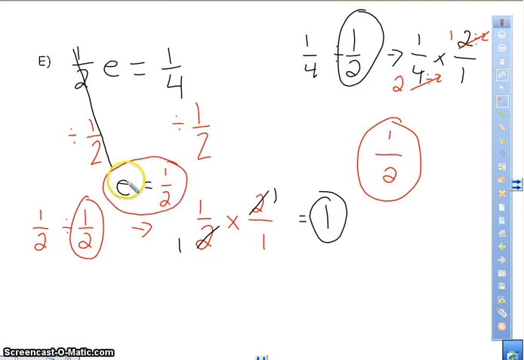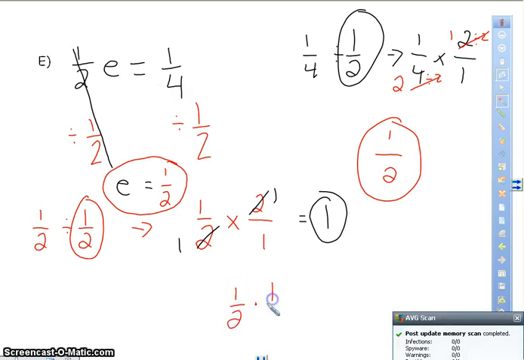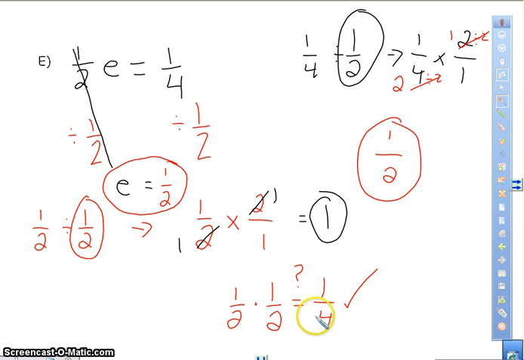Then to check it, I would plug in e as 1/2. So I have 1/2 times 1/2. And I want to know if it equals 1/4. Well, 1 times 1 is 1. 2 times 2 is 4. So I know this does indeed work.